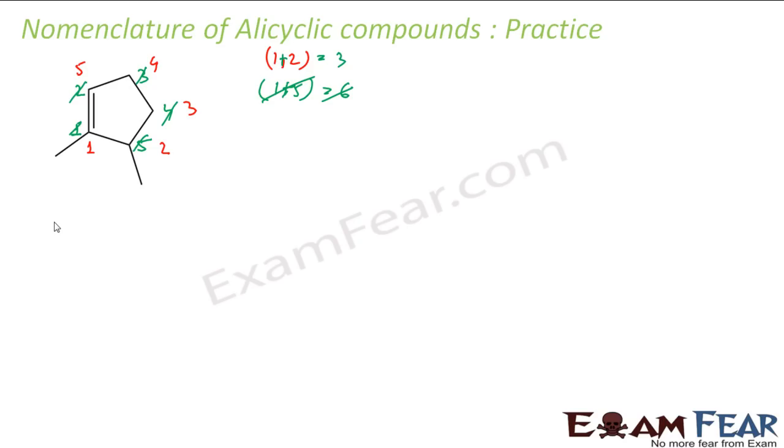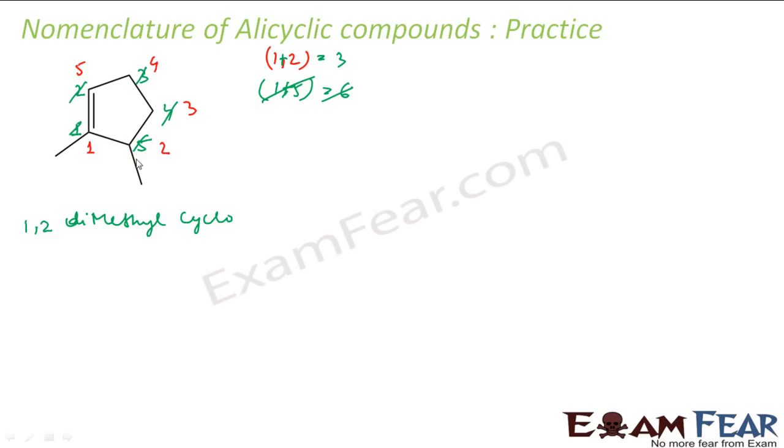So the name of this compound will be, I have a methyl group here, so it will be 2-methyl. In fact, at 1 and 2 I have methyl groups, so it's 1,2-dimethyl. This is my prefix. And then I have cyclo.